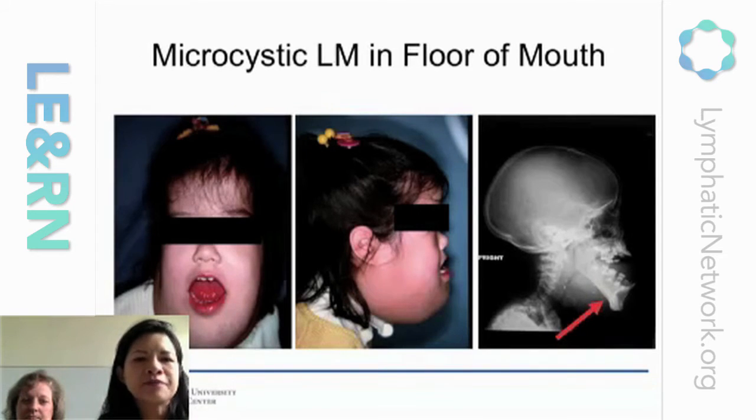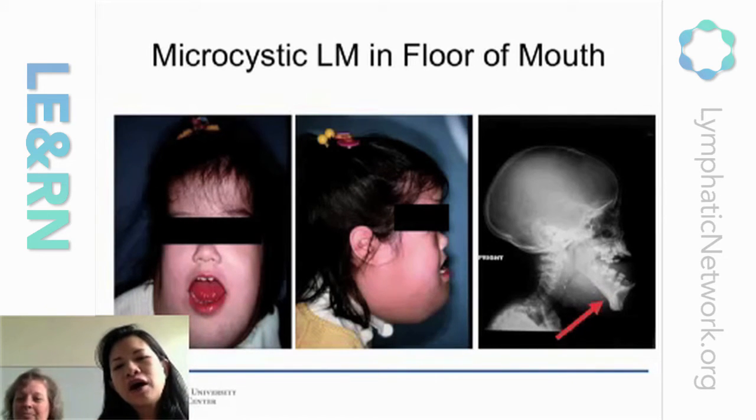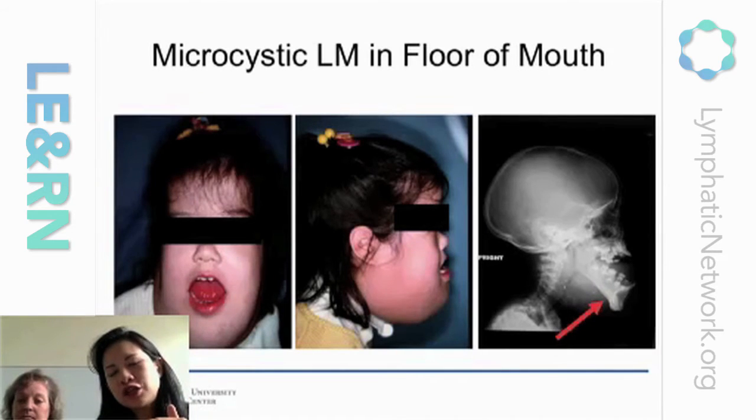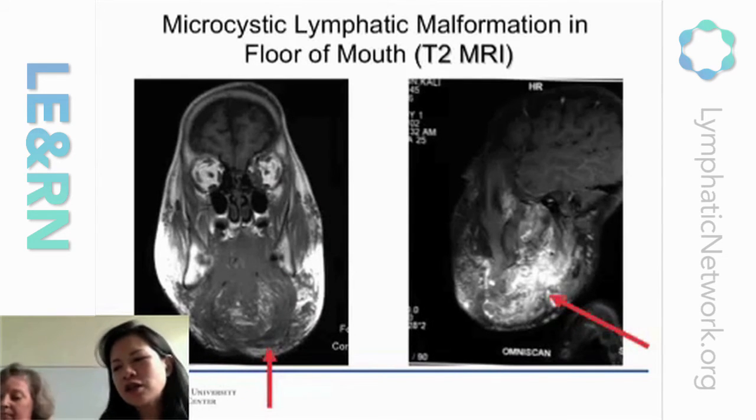I'm showing you an example of a microcystic LM in the floor of the mouth. And as you can see, the proportion of this child's face is very much affected, and you can see under her chin in the submandibular region where there's a lot of fullness. And notice her mouth is not closed because she cannot close her mouth. If you look at the x-ray, you see how the lower jaw is much more overgrown and bigger, so it's just impossible to close. And as a matter of fact, this child has airway problems and has to have a tracheostomy to breathe through the neck. So you can imagine this causes a lot of functional issues.